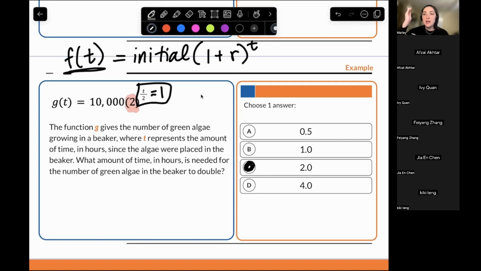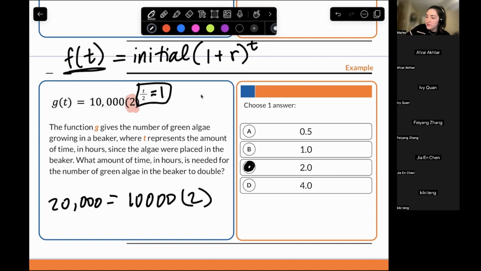If, for example, we get to the test and I think, I hate exponentials, I don't understand what they're really asking me to do. For this to double, it has to be 20,000, right? To go from 10,000 to 20,000. You could then just go ahead and solve this for t. You divide by 20,000, you're getting 2 is equal to 2 to the t over 2. And again, you just solve for t over 2.